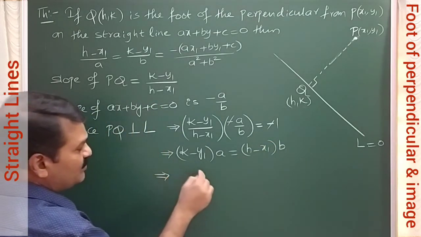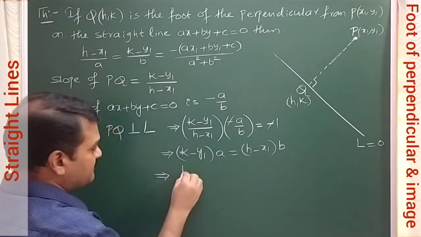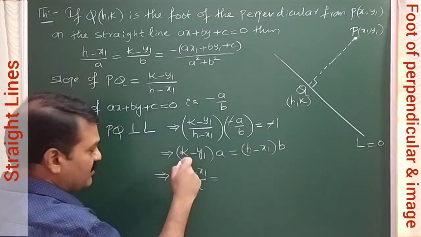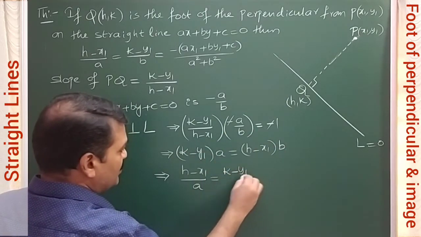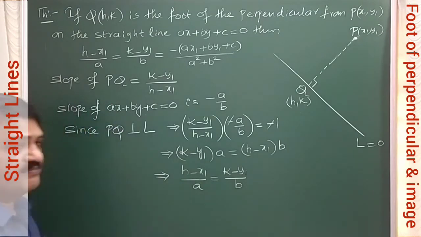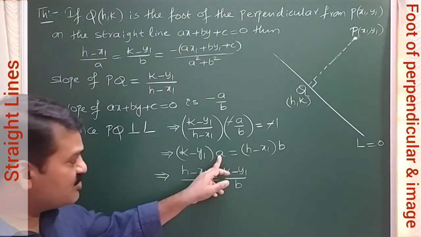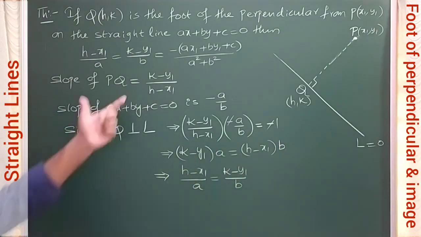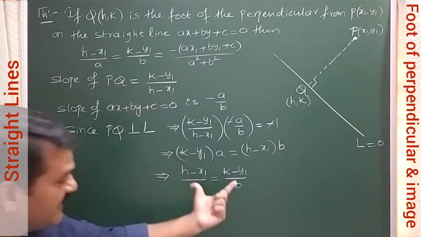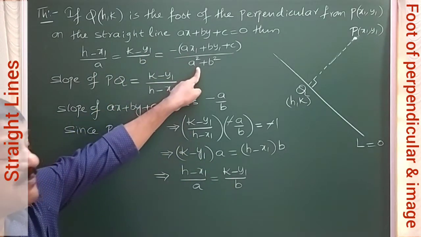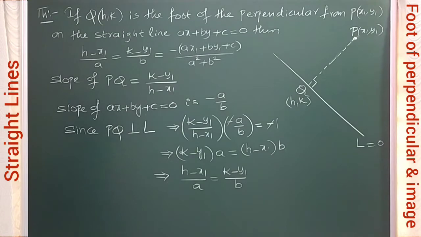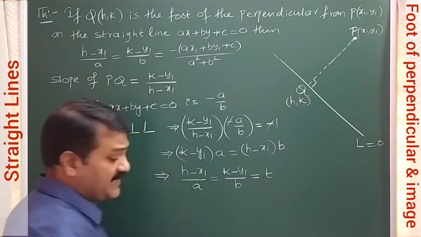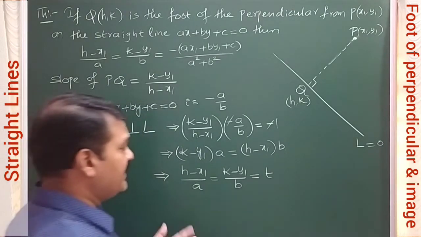Rearranging the terms, h minus x1 by a is equal to k minus y1 by b. You will get it like this. So you got this part of the proof; this part of the proof is completed. Now this remaining part we have to get. So what I will do is, I will take this equal to some constant t, where t is some real number.